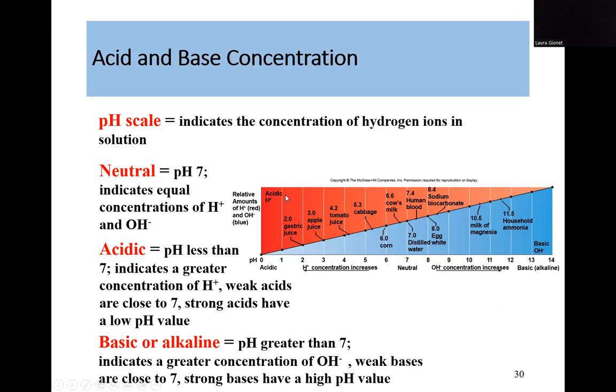So up in the upper left-hand corner, it says acidic, H plus, and down in the lower right-hand corner are the OH negatives, and this says that's basic. So the blue represents the OH negatives, the red, the H positives.